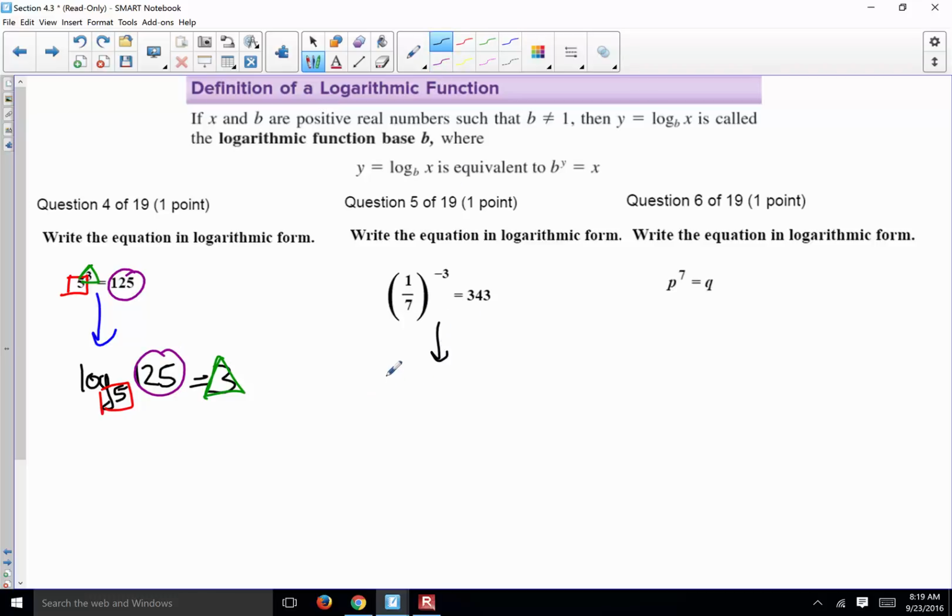Alright, I need a new volunteer, not Kylie this time, for this one. Log base 1/7 of 343, and log base 1/7 of 343 equals negative. Good, thank you. Courtney or Madison? Okay. For this one, any volunteer? Kyle, what do you think? Log base of P times Q equals 7. Good.